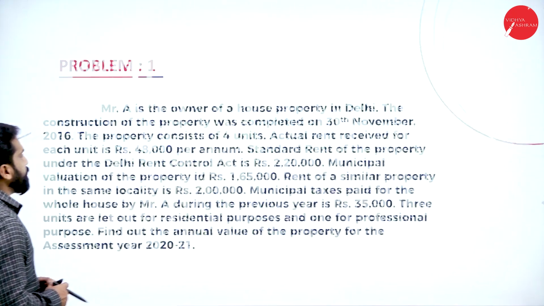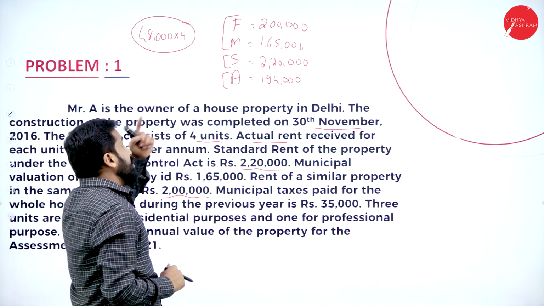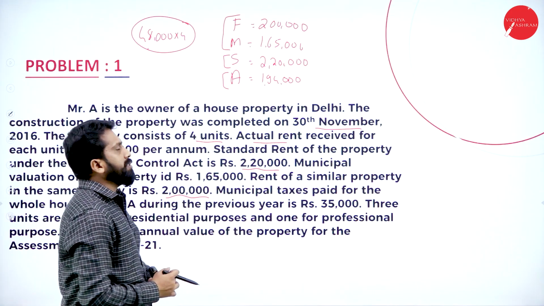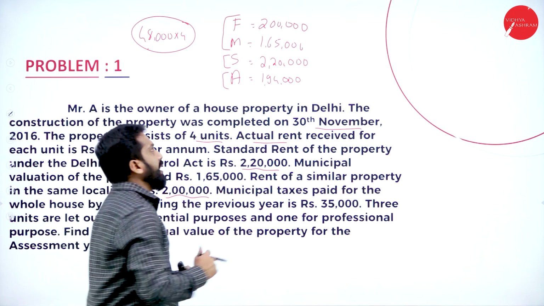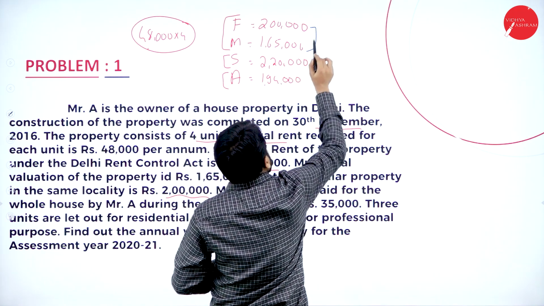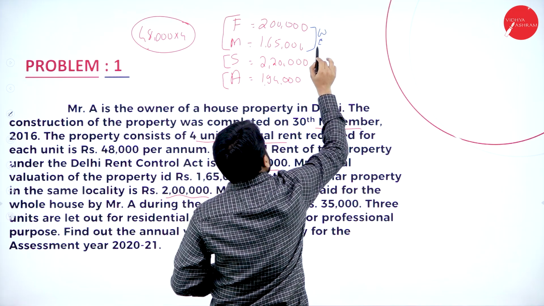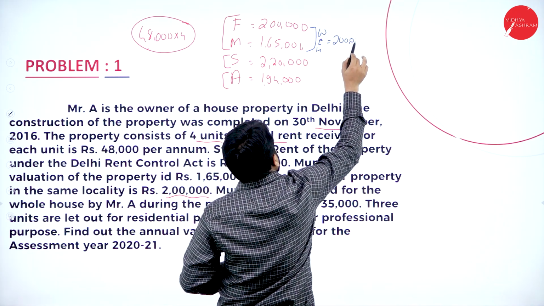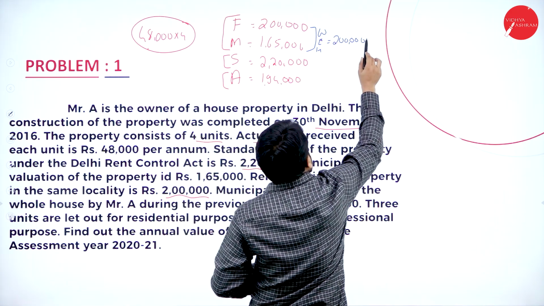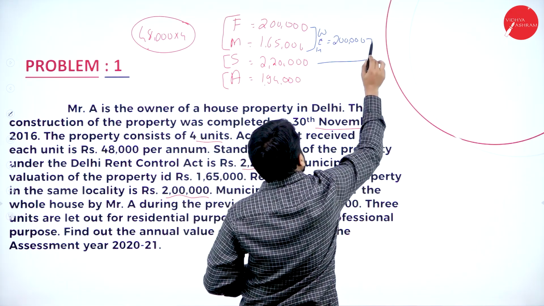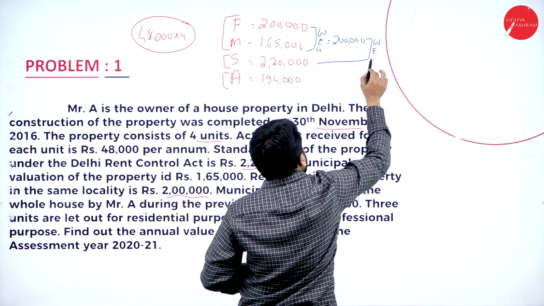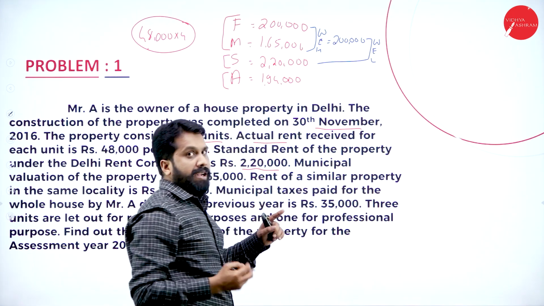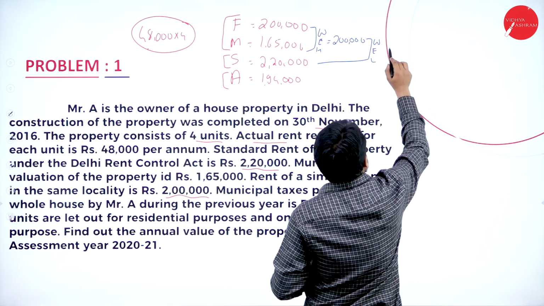Yes. Now, as per this, you have fair value 2 lakh, municipal value 1,60,000. Whichever is higher. Your higher is 2 lakh. Now, 2 lakh or 2,20,000, whichever is less? 2 lakh. Your answer is 2 lakh.